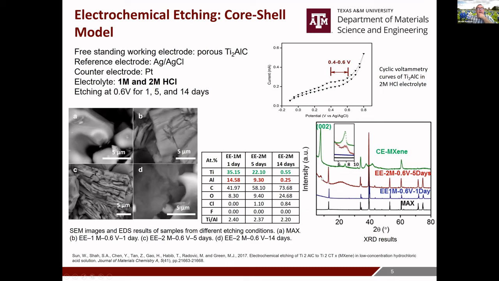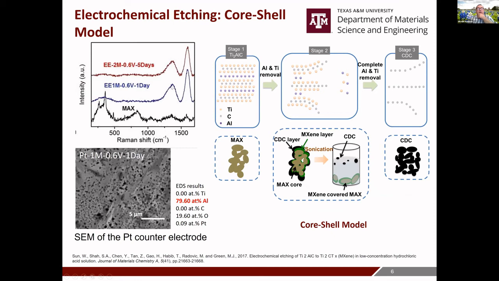Another piece of evidence that we are starting to form CDC comes from the Raman shift results. You can see that as we are etching aluminum, we start seeing formation of titanium CDC as a result of electrochemical etching of titanium after some time. So aluminum starts to etch faster, or more easily. Another piece of evidence is that at very short etching times, this is 1 day, we can see that our counter electrode is completely covered with aluminum first. As the time increases with etching, we see titanium too.